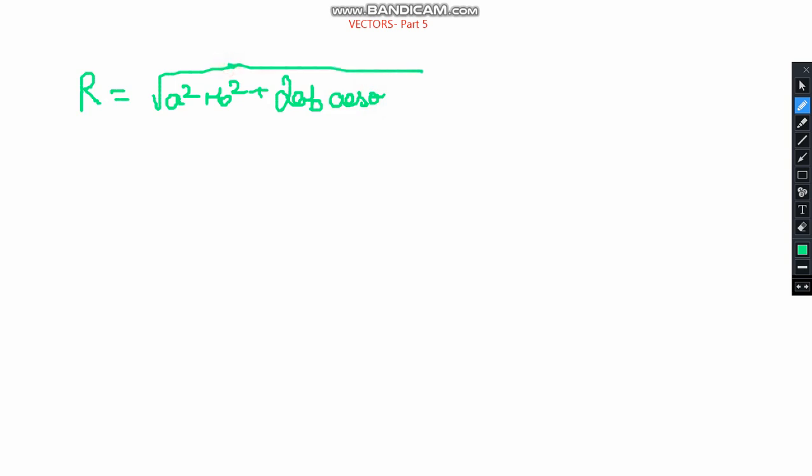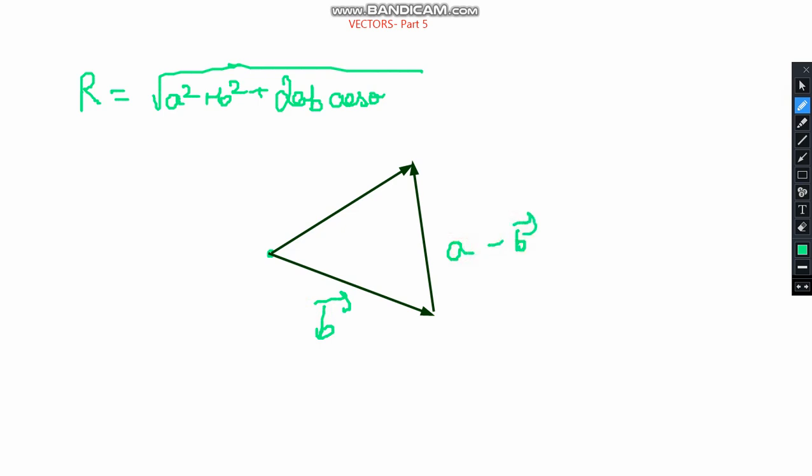Just like we have been able to find, in vector addition, the resultant formula, which is actually given by r equals root of a square plus b square plus 2ab cos theta, there is the same kind of formula in subtraction. For subtraction, basically this could be a vector, this could be b vector. So this will be a minus b vector, a vector minus b vector.